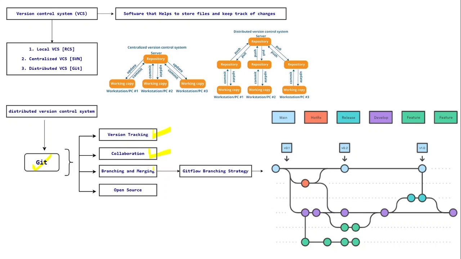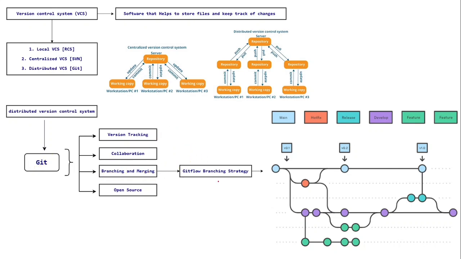Third one is branching and merging. So each team can have their dedicated branches, and development of that particular team will go inside those dedicated branches. Next one is merging. Once the changes are developed in the dedicated branches, they have to get merged with the master branch. So the process of getting those changes merged with the master branch is called merging. And Git provides various branching strategies, like Git flow.